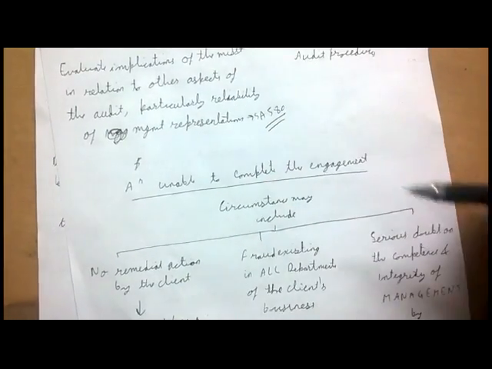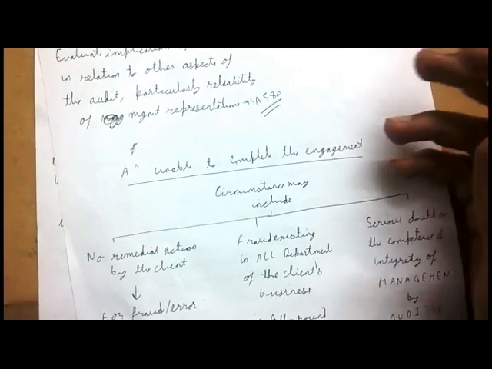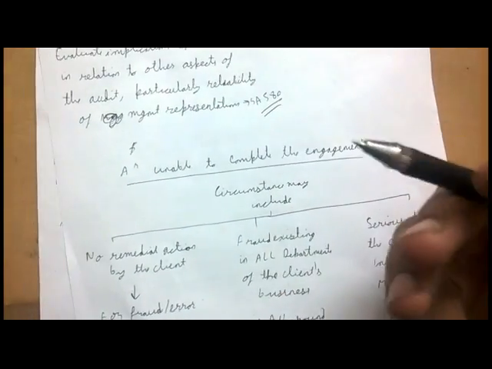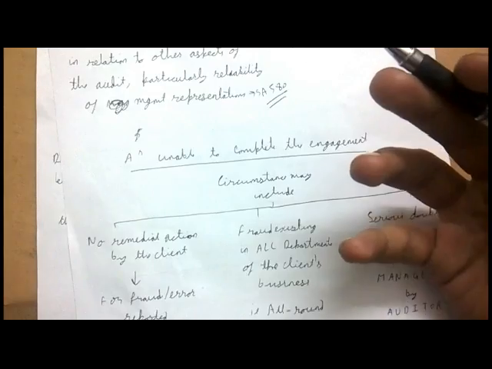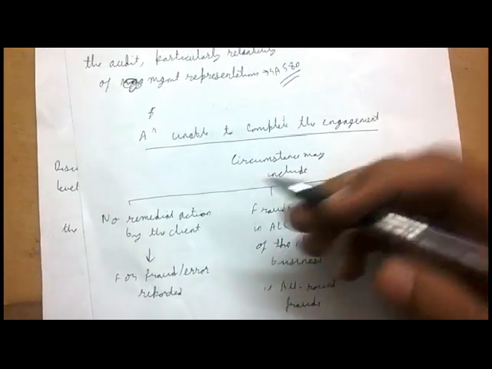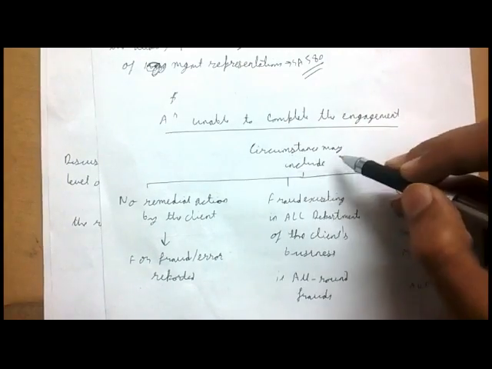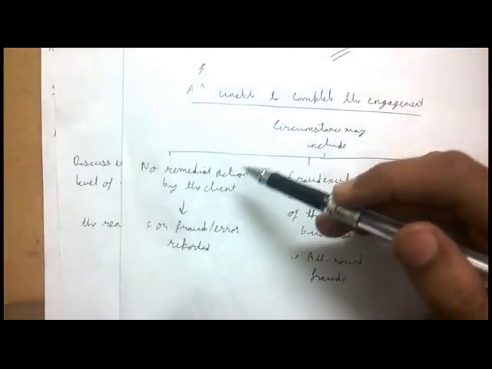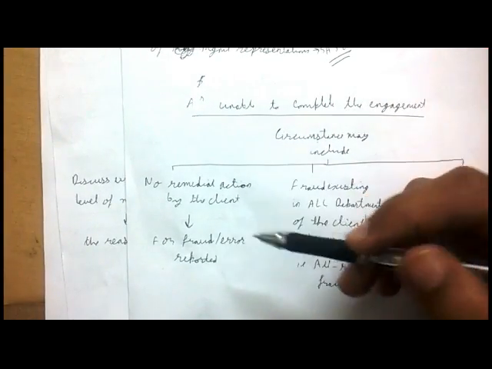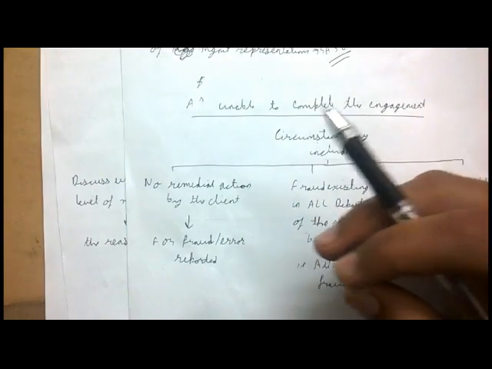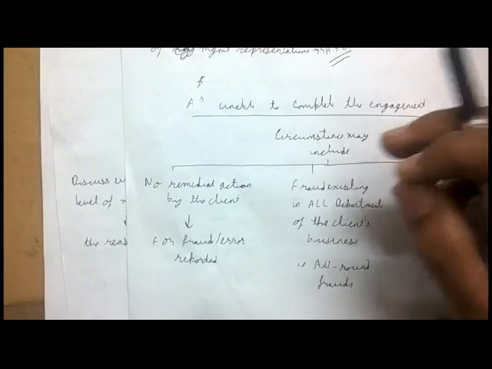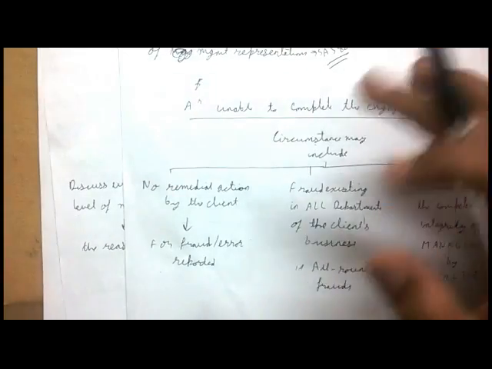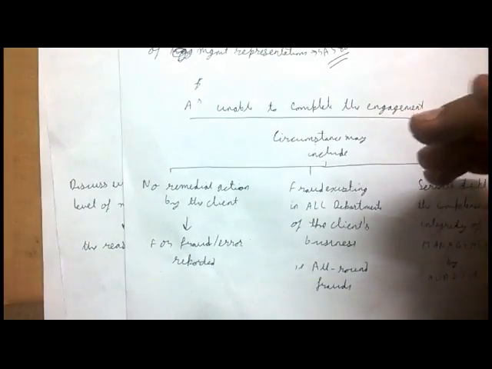Now, if the auditor is unable to complete the engagement, that is, he's not willing or not able to carry on his audit engagement, there could be some circumstances which lead to such situations. First of all, we are going to discuss those circumstances. The first circumstance is that no remedial action is taken by the management for fraud or error reported. That is, the auditor reported some frauds or errors to the management, and the management refused to take any action regarding such frauds or errors which have been reported.